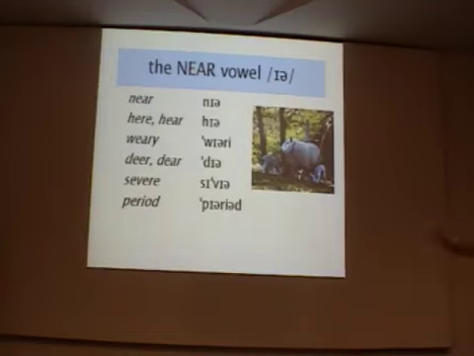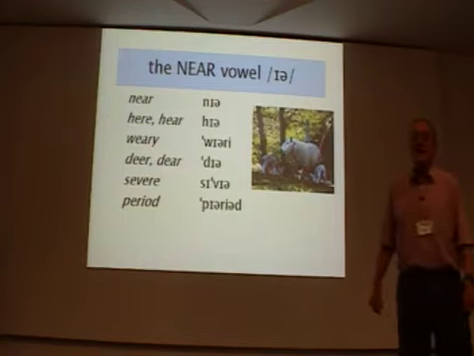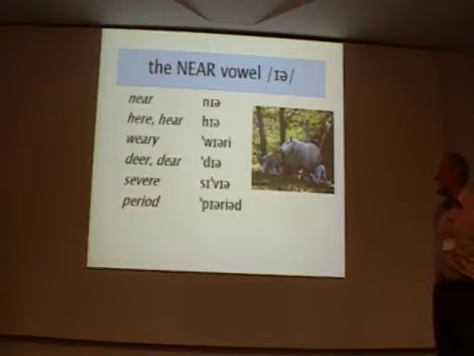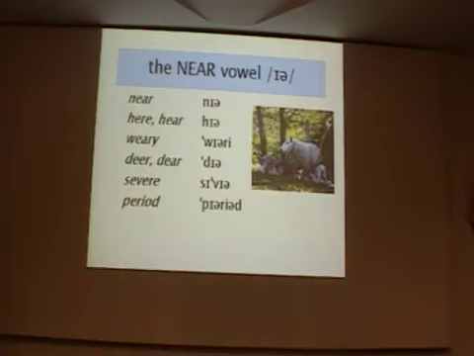Now we come on to the vowels that are or move towards the central position. Ear: near, here, weary, dear, severe, period. This vowel typically starts about I, which is why we write it like that, but it moves towards near. Some people have a closer, tenser starting point. Near, fear, that's not a disaster if you do that.